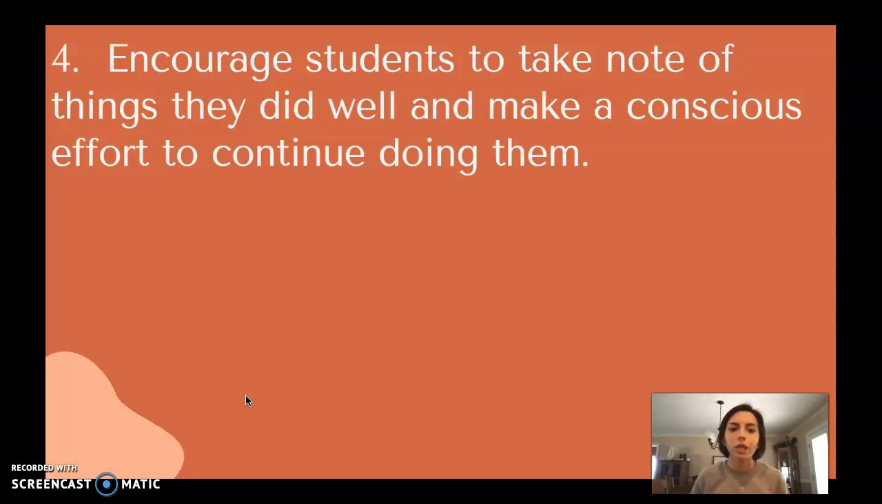Encourage students to take note of the things they did well and make a conscious effort to continue doing them. Encourage them, encourage them, encourage them, so that they know that what they're doing is great and that they should continue this in the future. We don't want to just see this behavior once. We want to continue to see it.